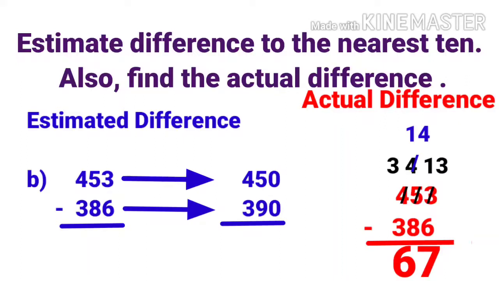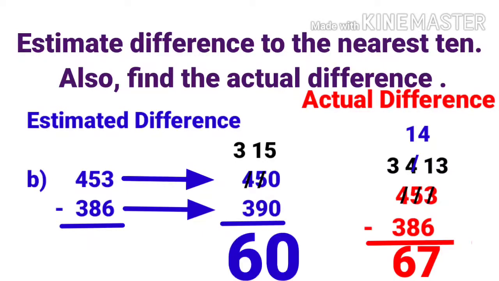Now see the difference between 450 and 390. In the ones place, 0 and 0 match, so the answer is 0. Now 5 and 9 do not match. 5 will take a borrow from 4, which will become 3, and 5 will become 15. 15 and 9 now match, and 3 and 3 also match. So what should be added to 9 to get 15? That is 6. So the answer is 60. Hence the actual difference is 67 and the estimated difference is 60.